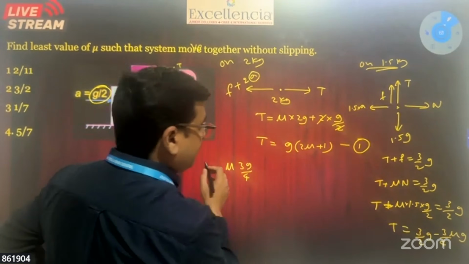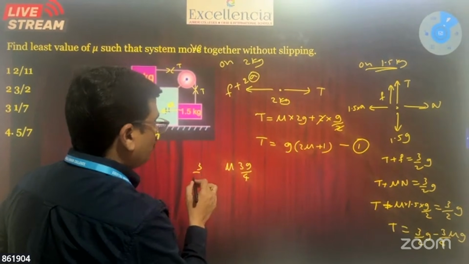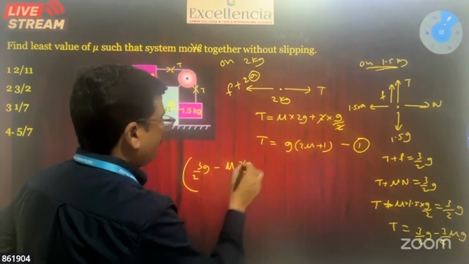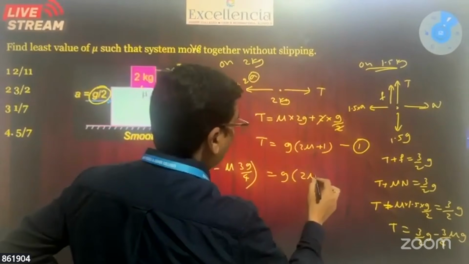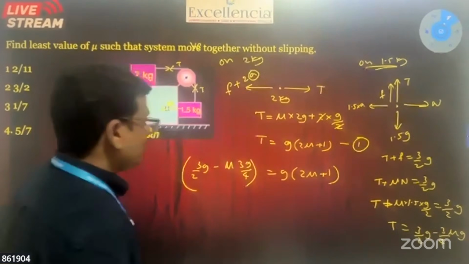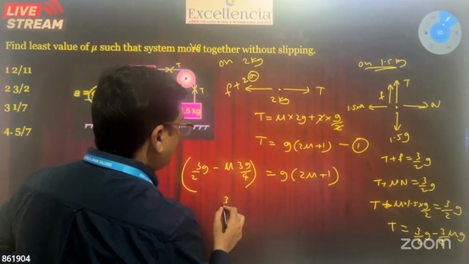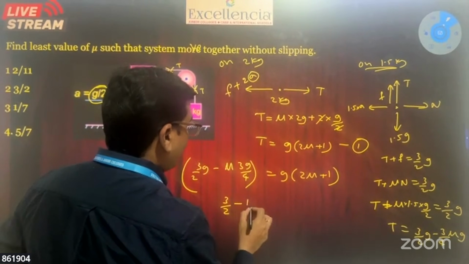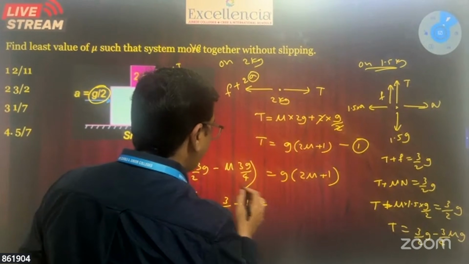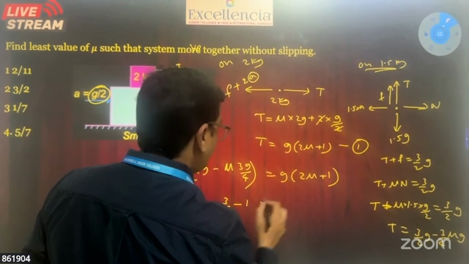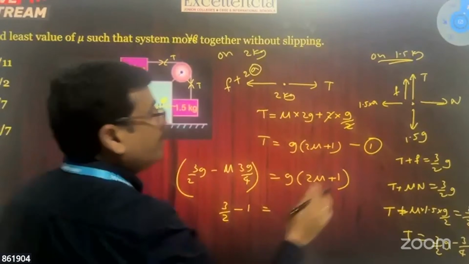So this I'm substituting here as T, which is 3 by 2 g minus mu, and that must equal g into 2 mu plus 1. So if I take g common and cancel, we get 3 by 2 minus 1 equals, on the other side we bring mu.